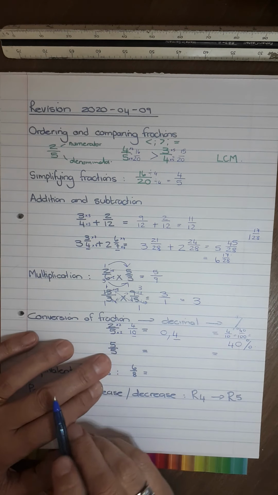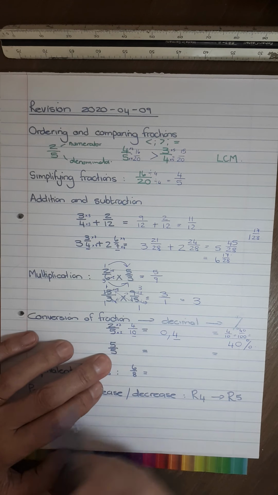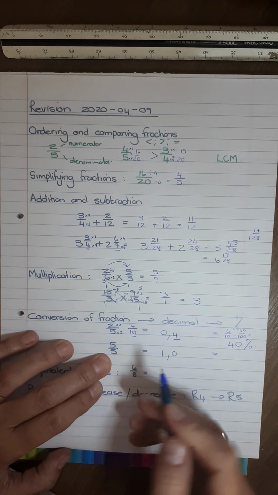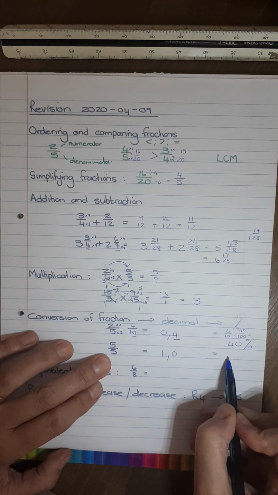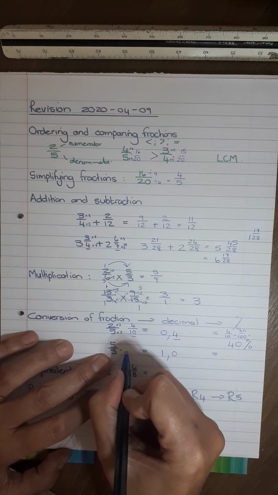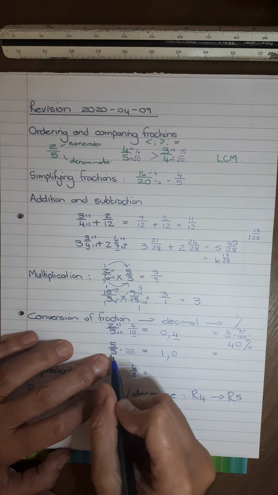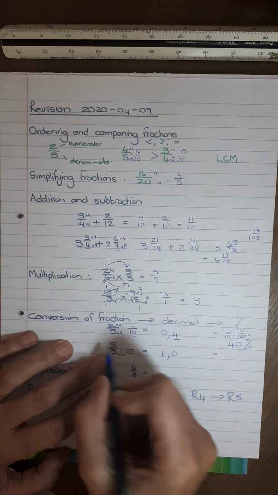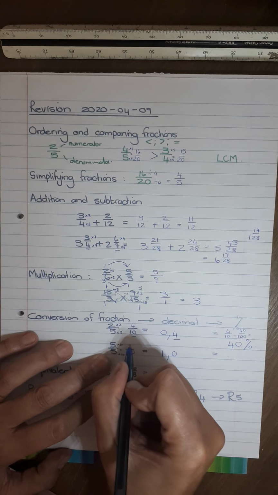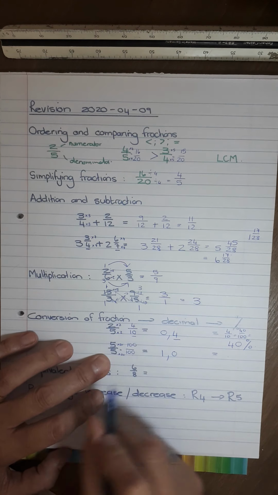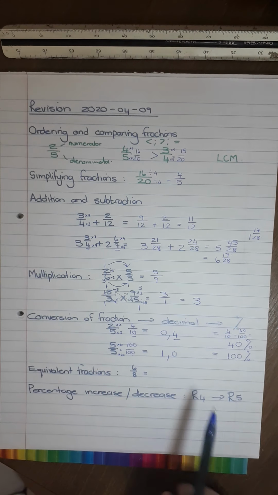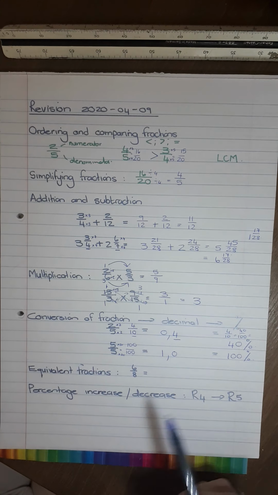This one, 5 on 5. How do I change it into a decimal? 5 on 5 is exactly the same as 1, a whole. So that's 1, or 1,0. How do I write that as a percentage? Well, to get a percentage, I need to write the equivalent fraction with 100 at the bottom. So 5 times 20 will give me that, times 20 will give me 100 over 100. That's 100%.